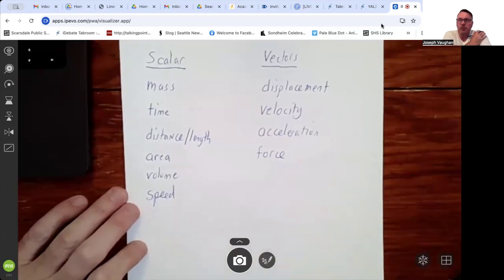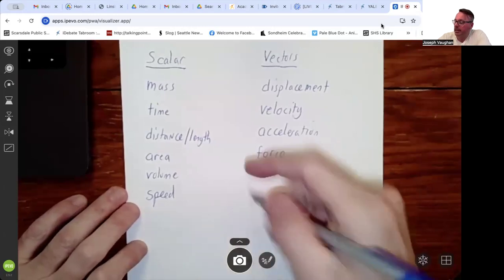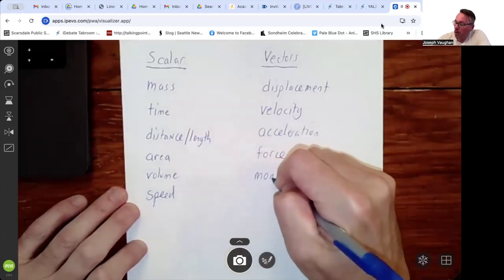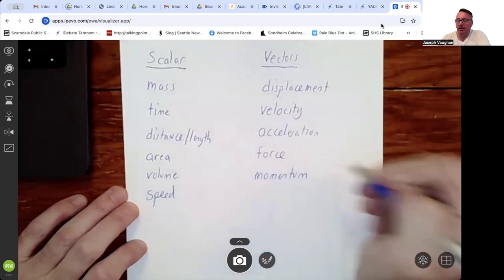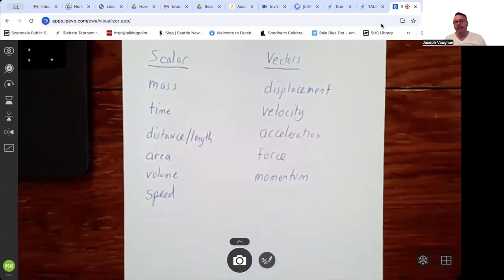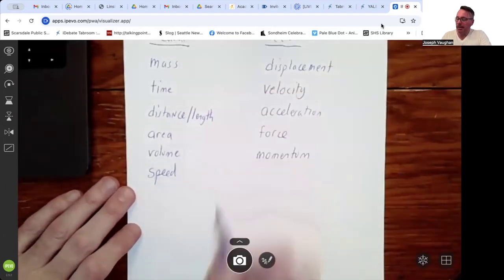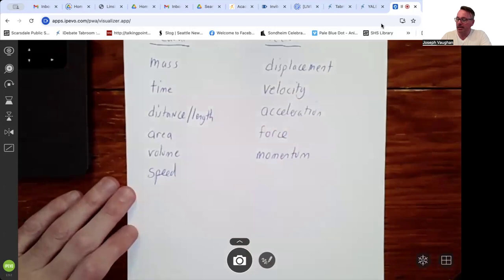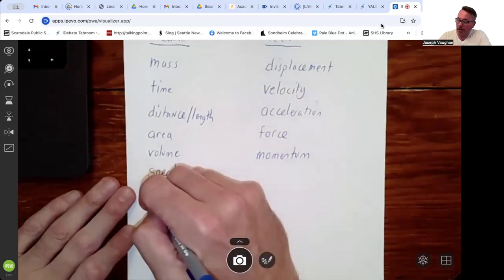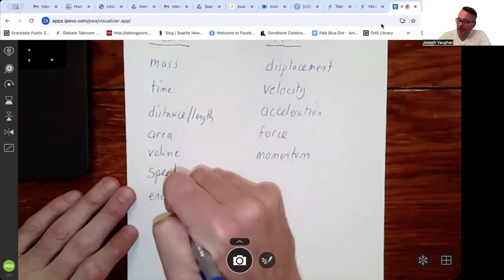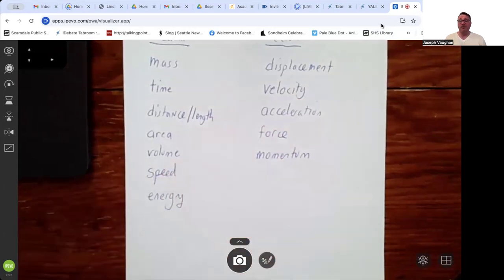Another physics word that you may have heard, but I'm just going to throw it on our list for now: momentum. Not that you might know what that is, but I'm going to say it's on the vector list. Maybe another scalar quantity to throw on here: speed, area, volume, time, distance, length, mass. A very important one, energy. Energy is a scalar, and that's going to become really important to us later on.